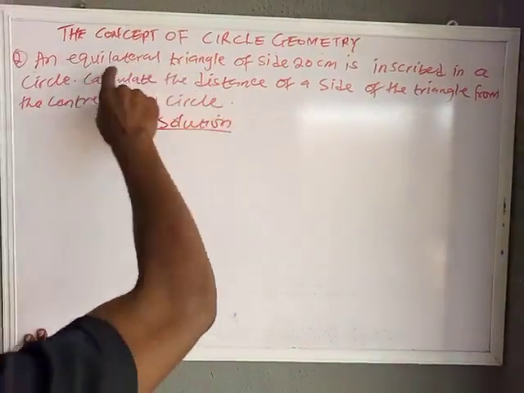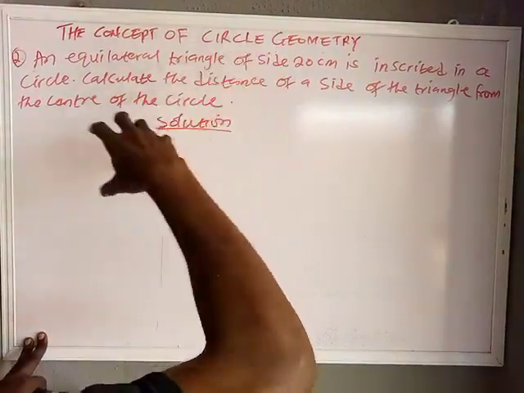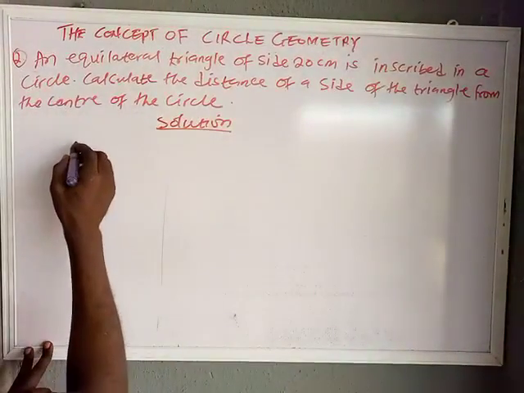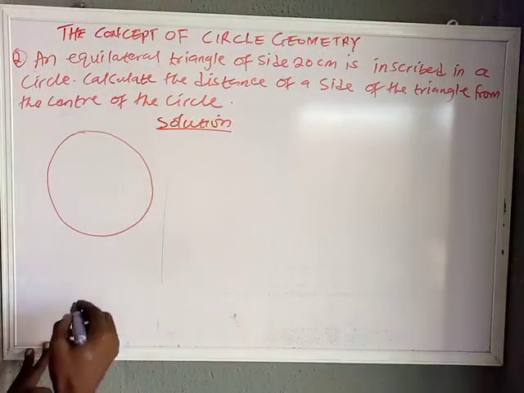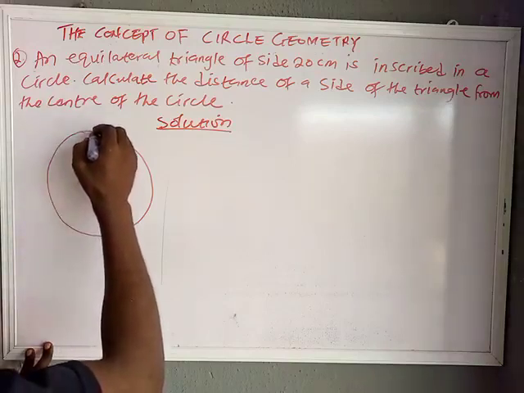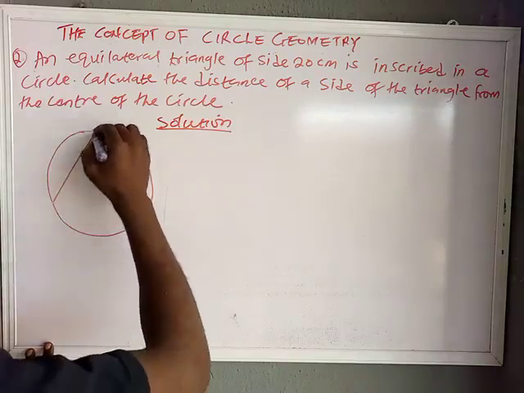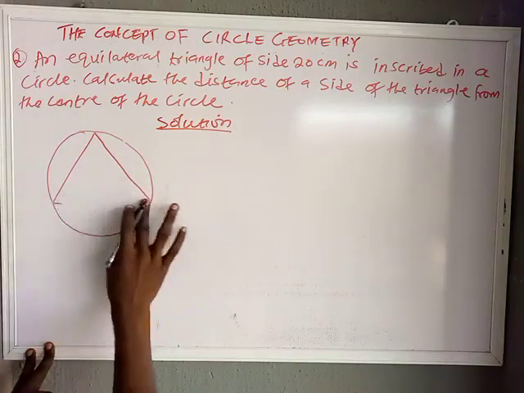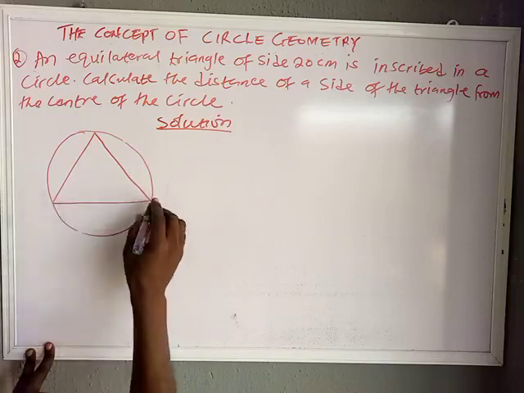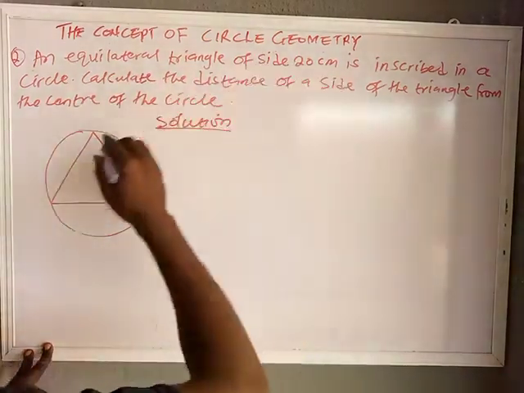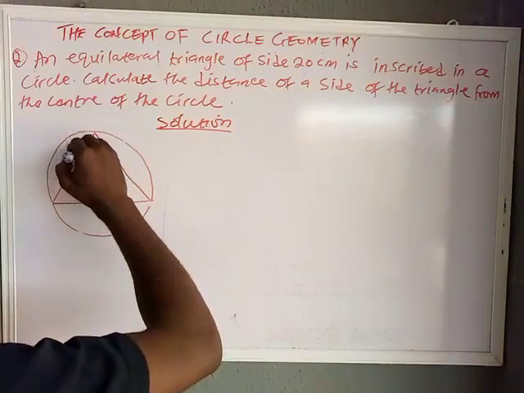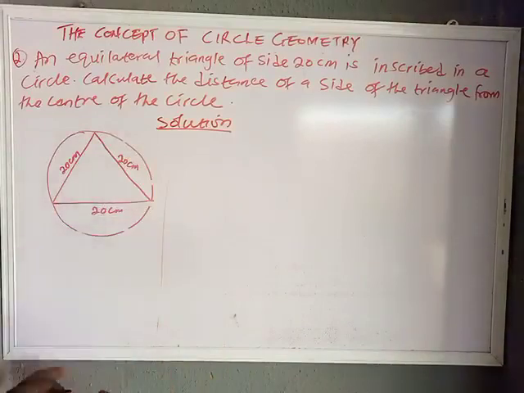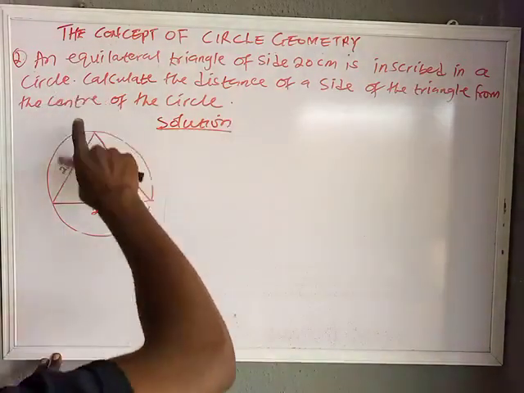An equilateral triangle is a triangle whose sides are all equal. It is inscribed in a circle, so we have a circle and the equilateral triangle inside it. All the sides are equal, with side 20 centimeters. Here is 20 centimeters, here is 20 centimeters, and here too is 20 centimeters. It's inscribed in the circle.